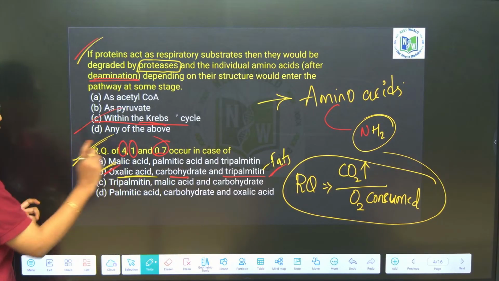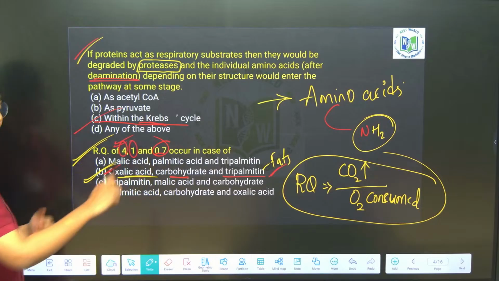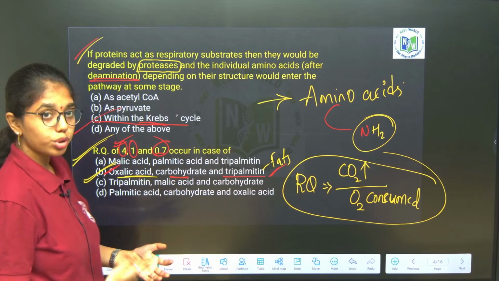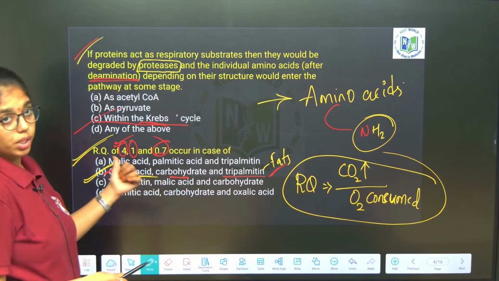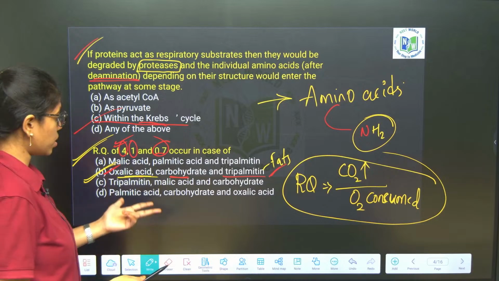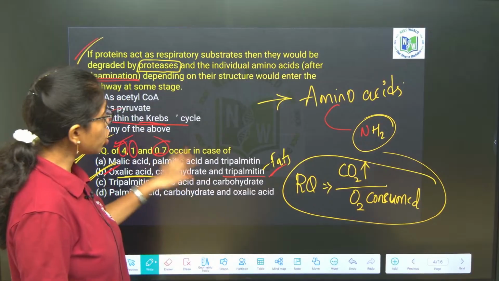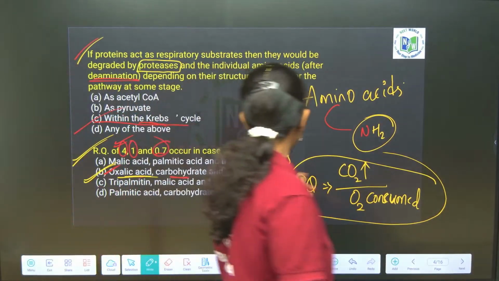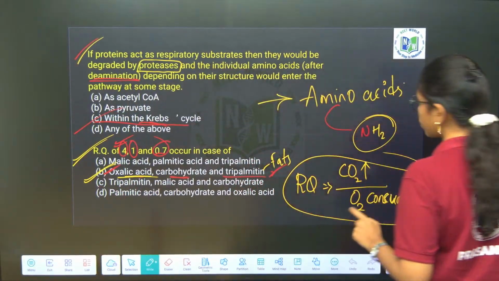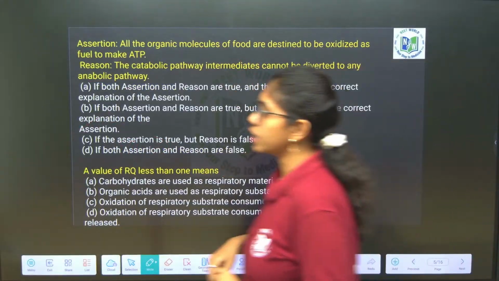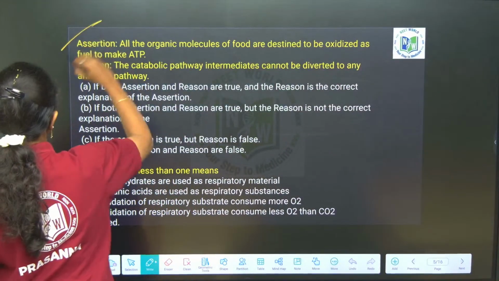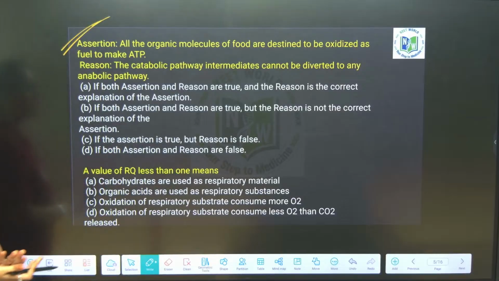So RQ value, do remember, if it is greater than 1, then you have to choose the organic acids like oxalic acid, malic acid, aspartic acid. If it is equal to 1, then it is definitely carbohydrates. If it is 0.7 or 0.9, then it is what? Tripalmitin, fats or lipids. Here you see an assertion reason type of question, which is very important. Look at this properly and answer.